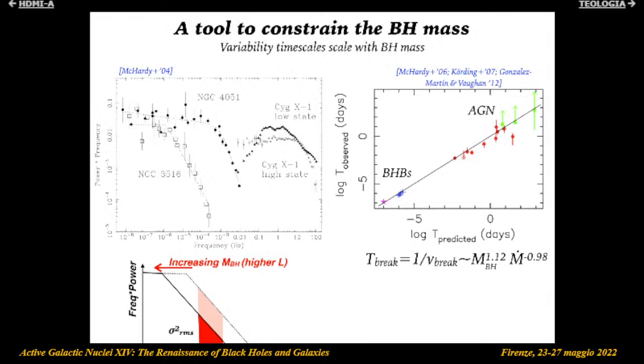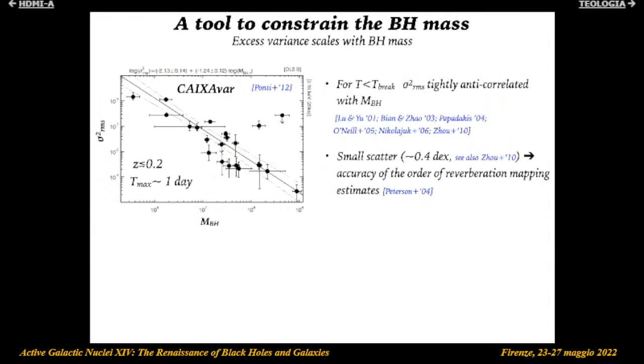So what this is telling us is that the excess variance also depends on the black hole mass. And this has been proved by looking at a very large sample of sources. What has been seen is that as the black hole mass increases, the excess variance decreases. And it does that with a very small scatter, of the order of the uncertainty of reverberation mapping mass estimates. And why is that?